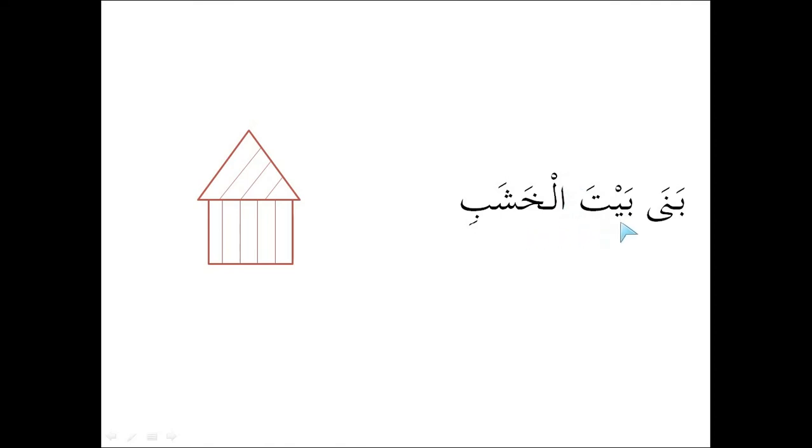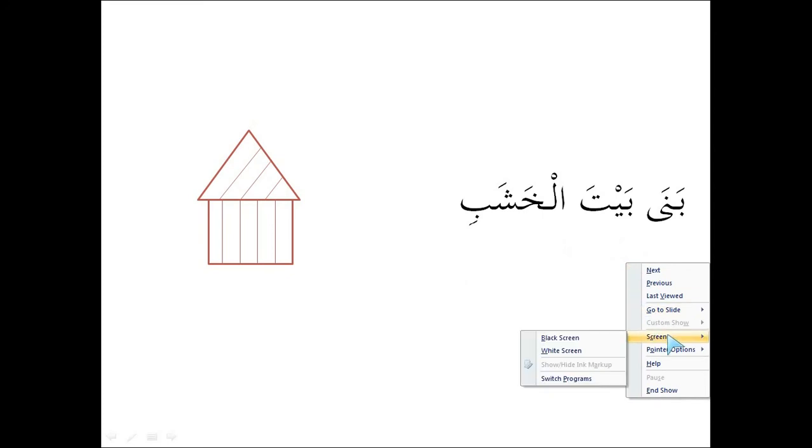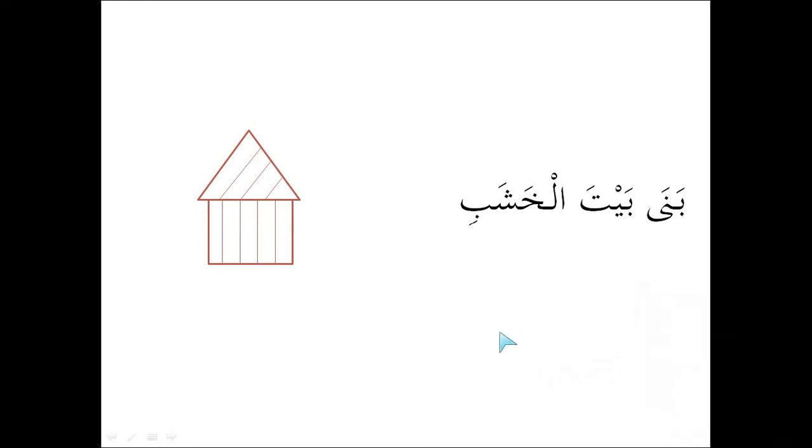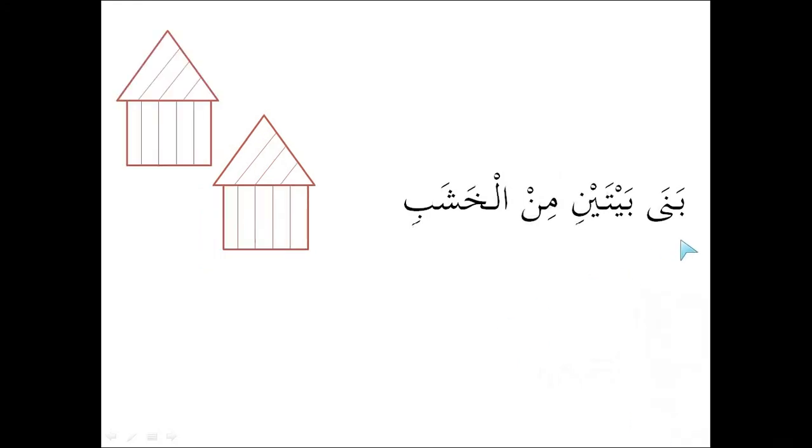And the first noun, despite not having an al, only has a fatha, even though it is munsarif. So this is Bana bayt al-khashab. He made a house of wood. Now he's going to make two houses of wood. Bana baytaini min al-khashab. He made two houses from wood.